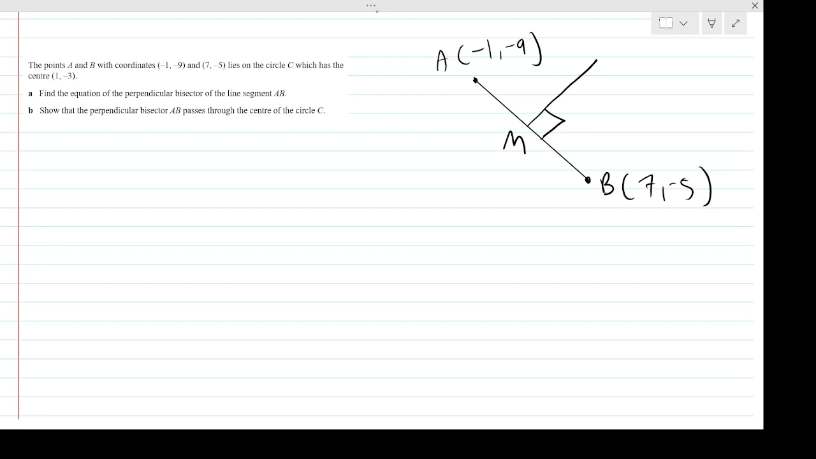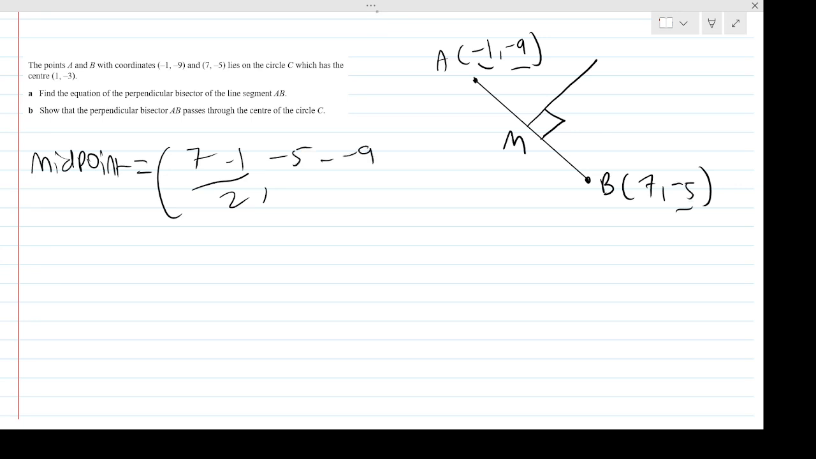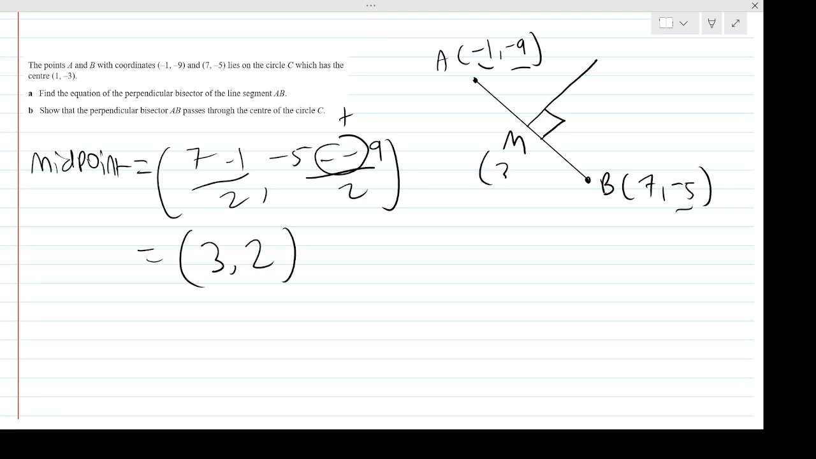So it's better to work out the midpoint first, right? So the midpoint is going to be the average of the x and the y values. So firstly the x, 7, add -1 over 2. Then we do the y, -5, sorry, that is a -5, minus -9 over 2, and that will go to 7 minus 1 is 6 over 2, that'd be 3. -5, and that'd be a double negative, a plus, -5 plus 9, that'd be 4 over 2, that'd be 2. Okay, so that's our midpoint, so we can say that's 3, 2.